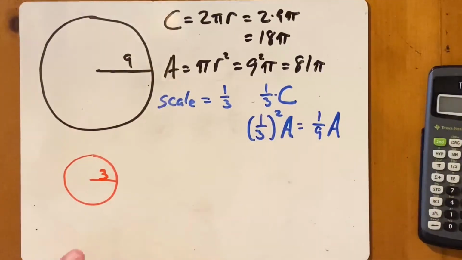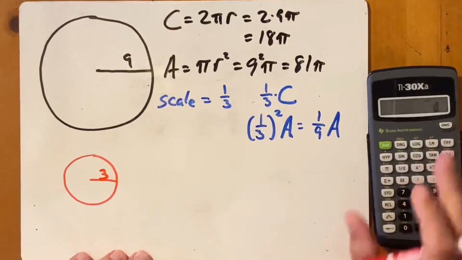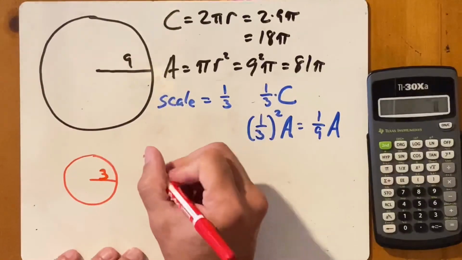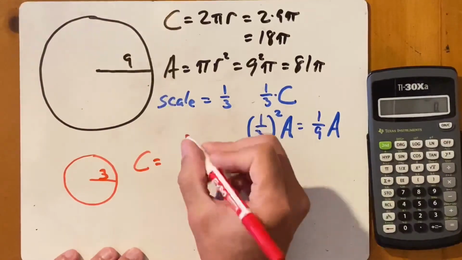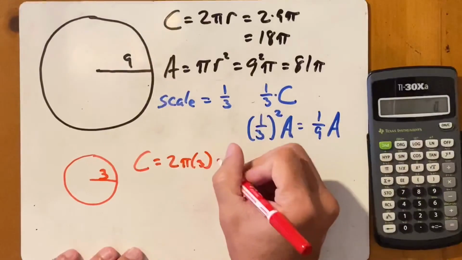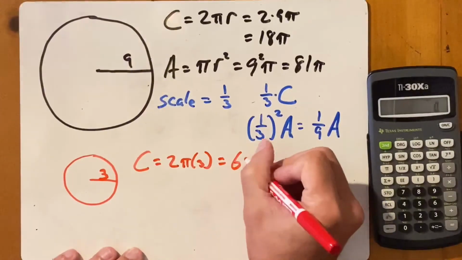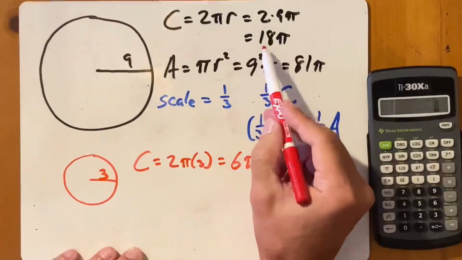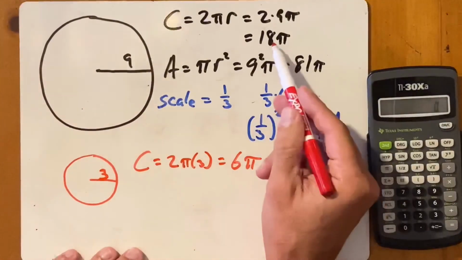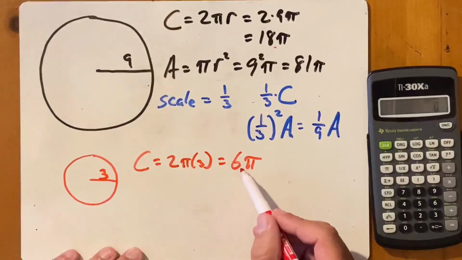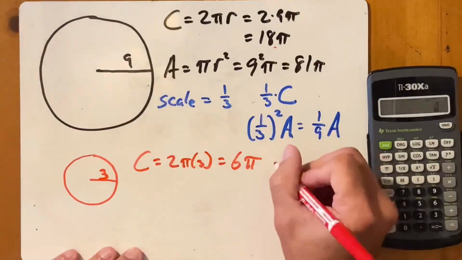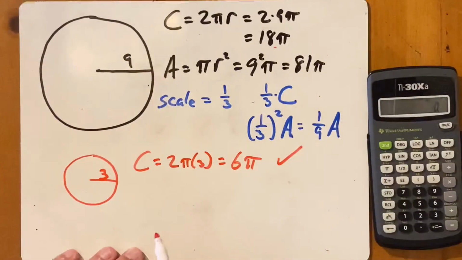Let's see if that holds true when we go through and do the calculations. So the circumference of this new circle: we scaled the radius down, so now it's 3. So circumference is going to be 2 pi r, or 6 pi. Our original was 18 pi. Now it's 6 pi. So did we scale 18 down by a third to get 6? Well, we take 18 divided by 3, and yes, we get 6. So that theory holds true.